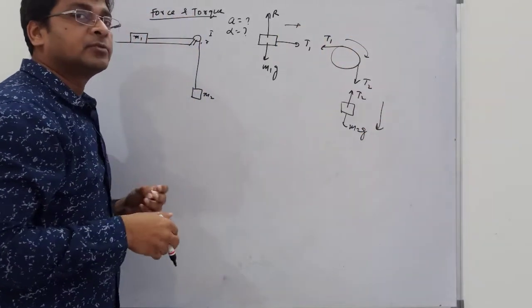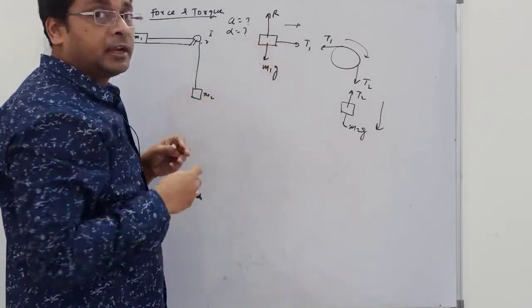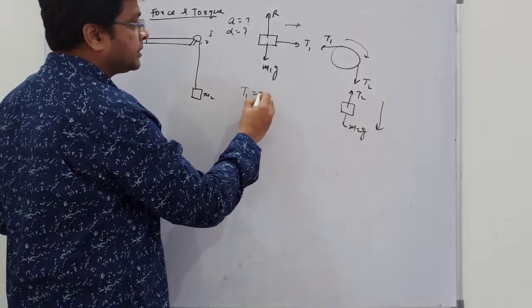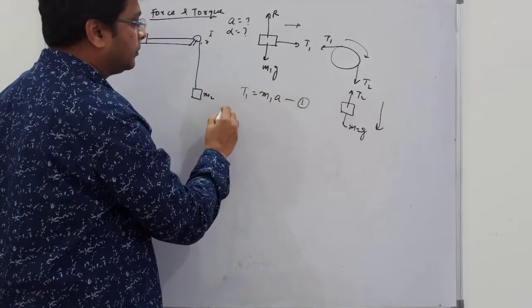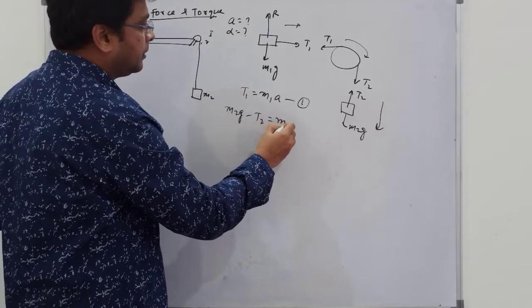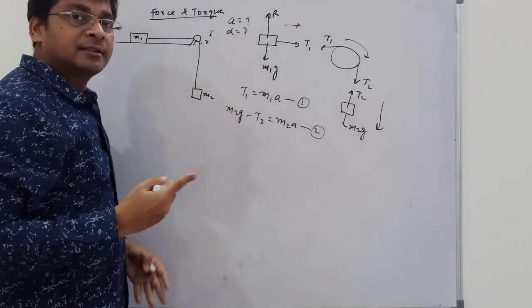Now write the equations one by one. This is moving towards right. M1 moving towards right because of one force, T1 only. So force is equal to mass into acceleration, equation 1. This is coming down, so I can write M2G minus T2 is equal to M2A, equation 2, right? These two bodies have got the same acceleration.